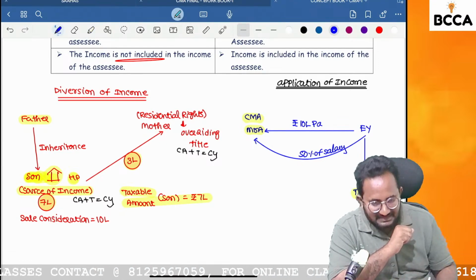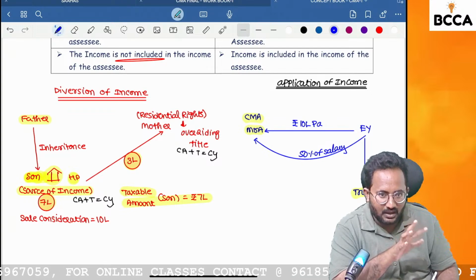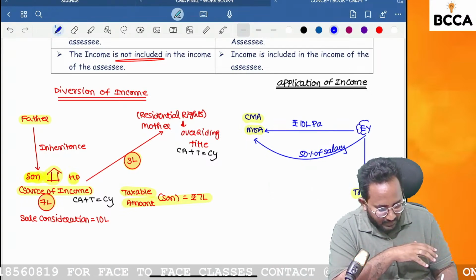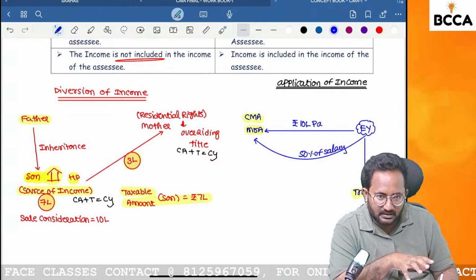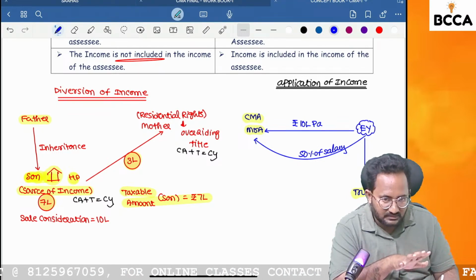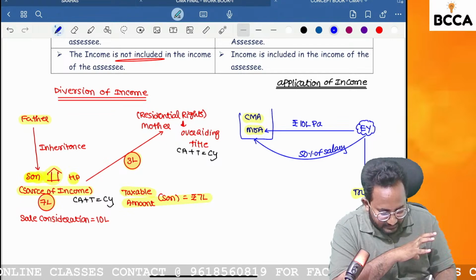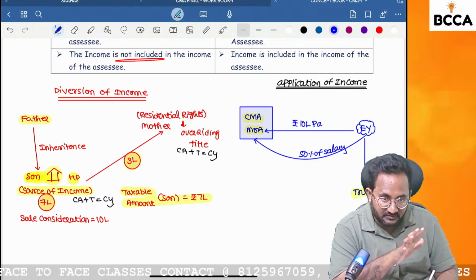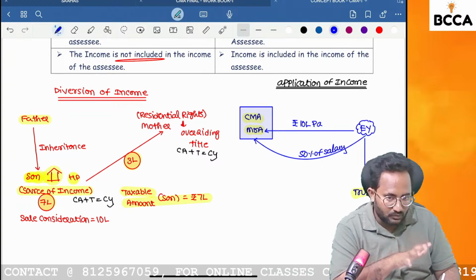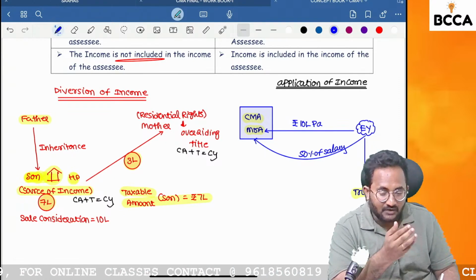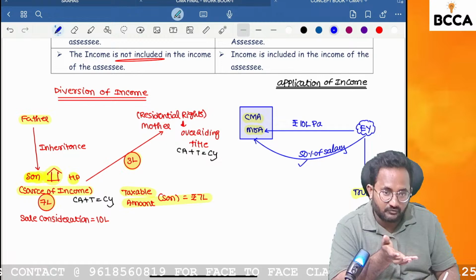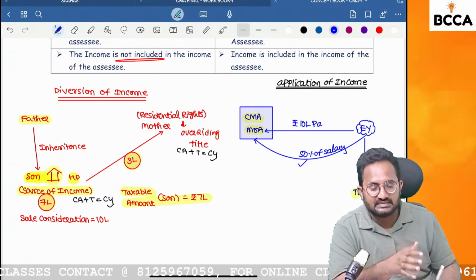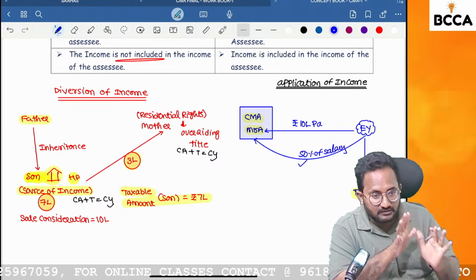Next, can you tell me on what basis salary is taxable? Due or receipt, whichever is earlier. So if one year is over, automatically the salary is due in your hands, and you have to pay the tax. If it is due, then you have to pay the tax. After that, maybe you receive 50%, or 60%, or 100%. That is irrelevant. On due basis, you have to pay the tax.